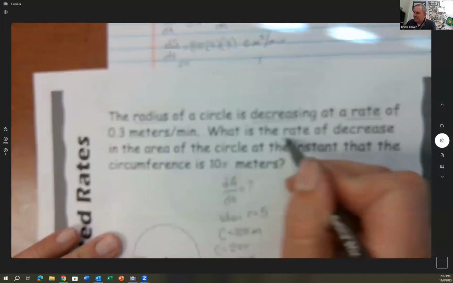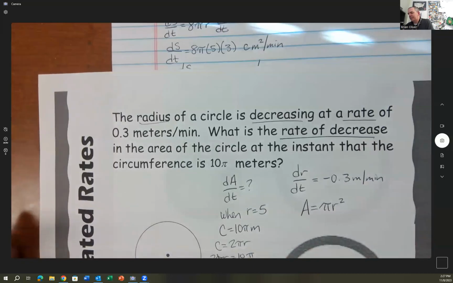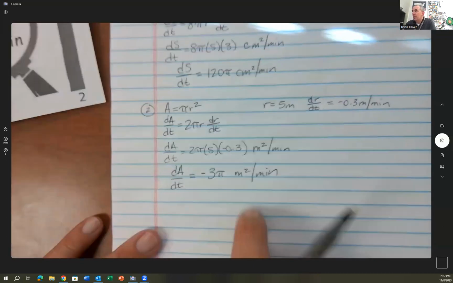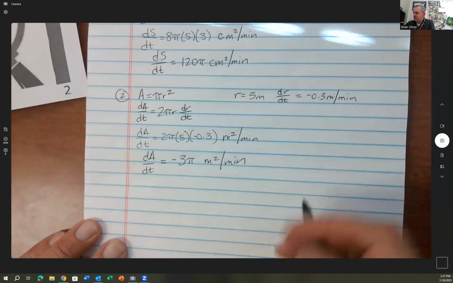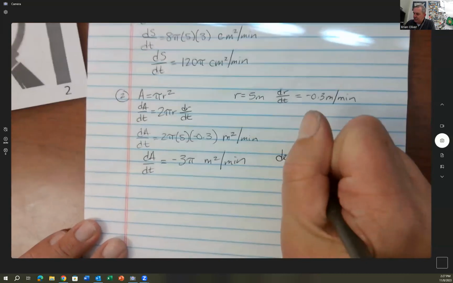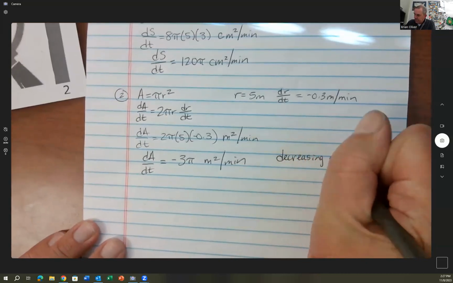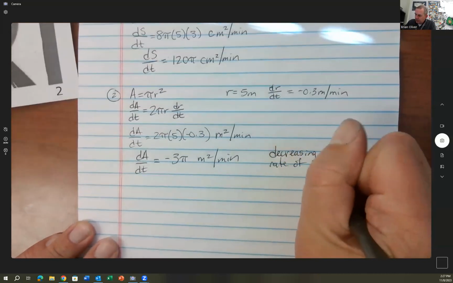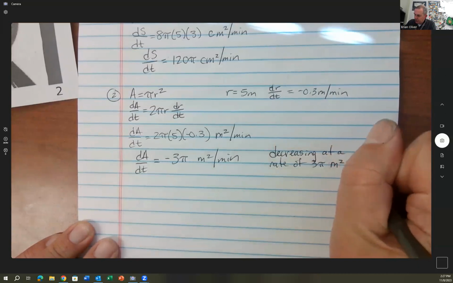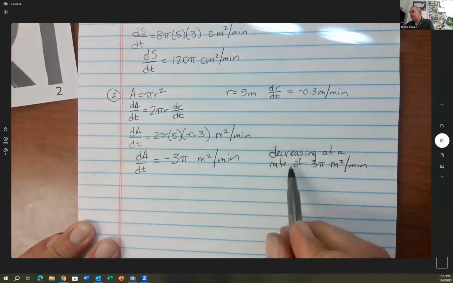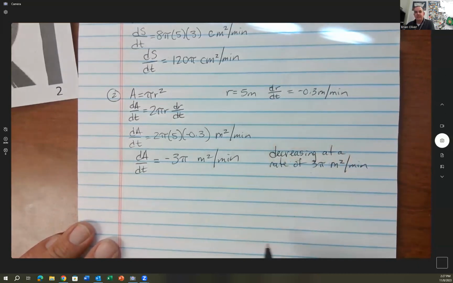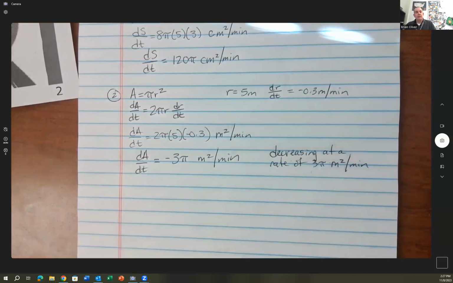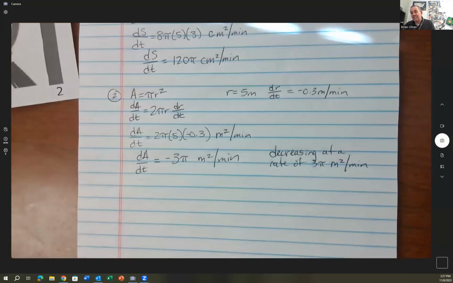It says rate of decrease. Okay, so here's what I need you to understand. This is one way to represent this answer, or the other thing you could say is it is decreasing at a rate of 3 pi meters squared per minute. Because I say the word decreasing, it implies the negative. The thing to be careful about is don't put the negative in front of it, because if you're saying you're decreasing at a negative rate, you're technically increasing.